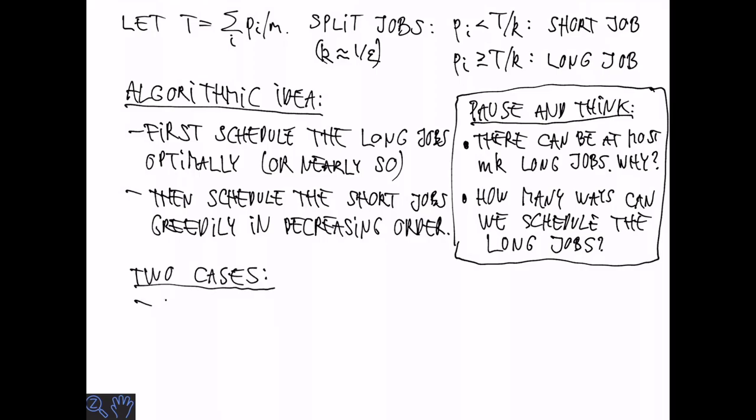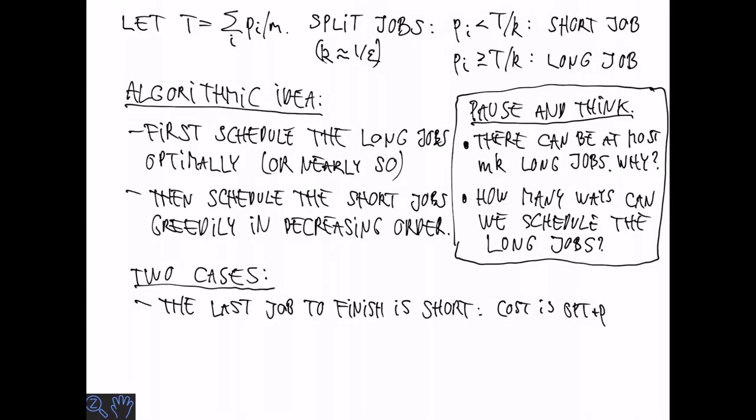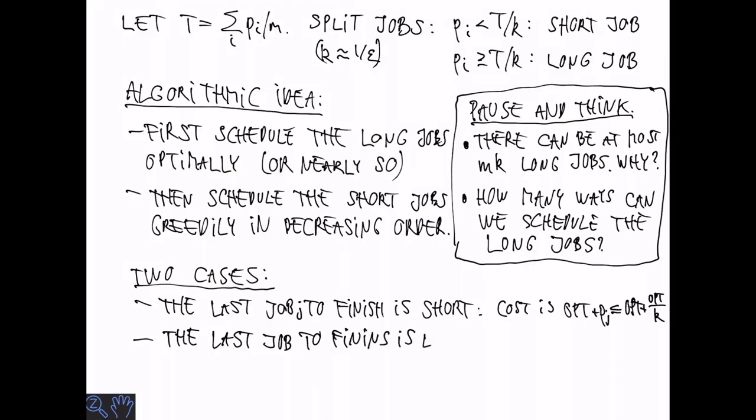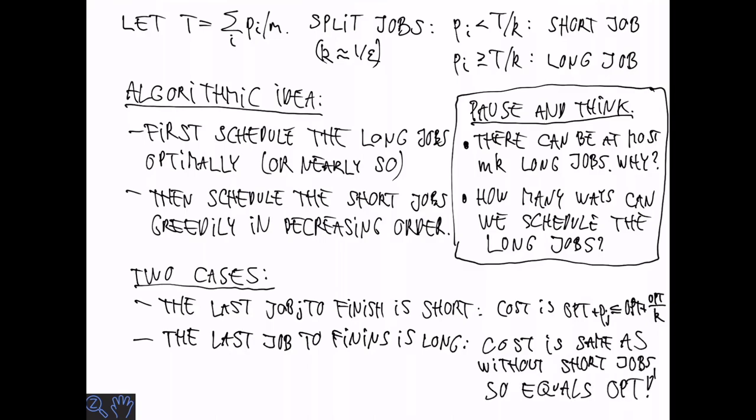There are two cases to consider. First of all, if the last job to finish is short, I claim that we're done. Why is that? Well, the cost is at most optimum plus the length of the shortest job, which by definition was optimum over k at most, because of the lower bound on opt. The other case: the last job to finish is long. Then the cost is actually the same as if there were no short jobs at all. So it must equal opt, and we're done.